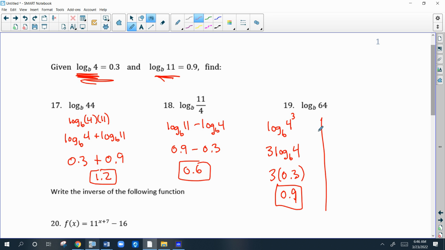But the other way, a lot of people prefer this way, is just realize that 64 is 4 times 4 times 4. That's obviously the case because it's 4 to the third. But then, since this is a multiplication, you can change, just like in question number 17, you can change these all to addition.